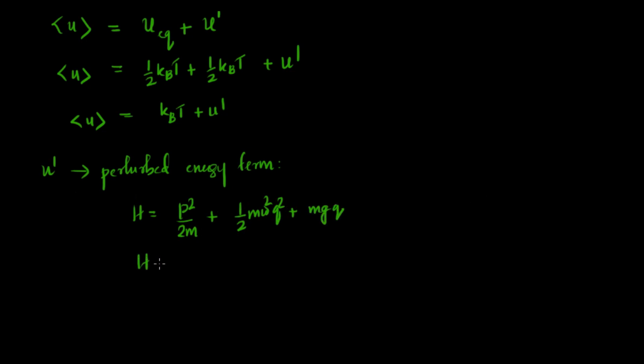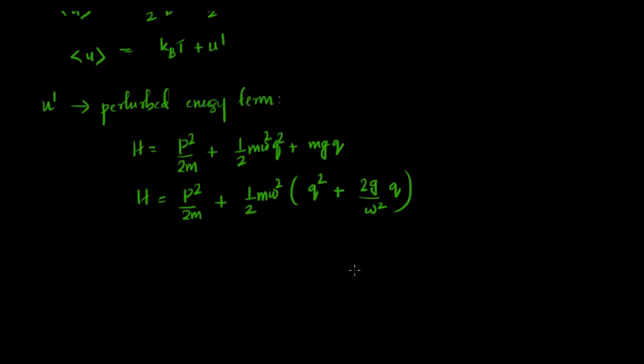So here I'm going to rewrite this equation as p square by 2m plus half m omega square, I'm taking it as common, q square plus 2g by omega square into q, right? So if you take common half m omega square, you will get this kind of an expression. So what I'm going to do is apply the complete the square method here.